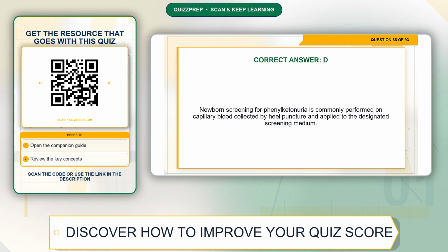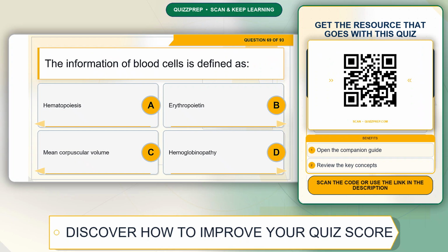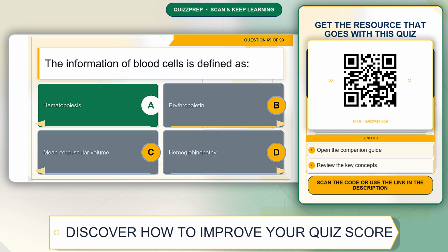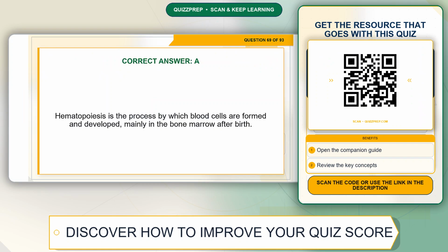Question 69. The formation of blood cells is defined as: Option A, hematopoiesis. Option B, erythropoietin. Option C, mean corpuscular volume. Option D, hemoglobinopathy. The correct answer is option A, hematopoiesis. Explanation. Hematopoiesis is the process by which blood cells are formed and developed, mainly in the bone marrow after birth.